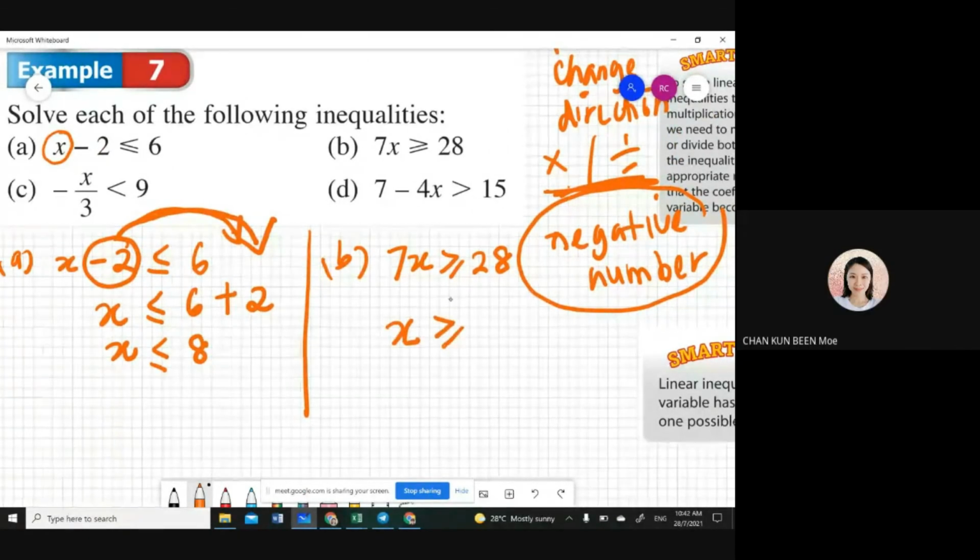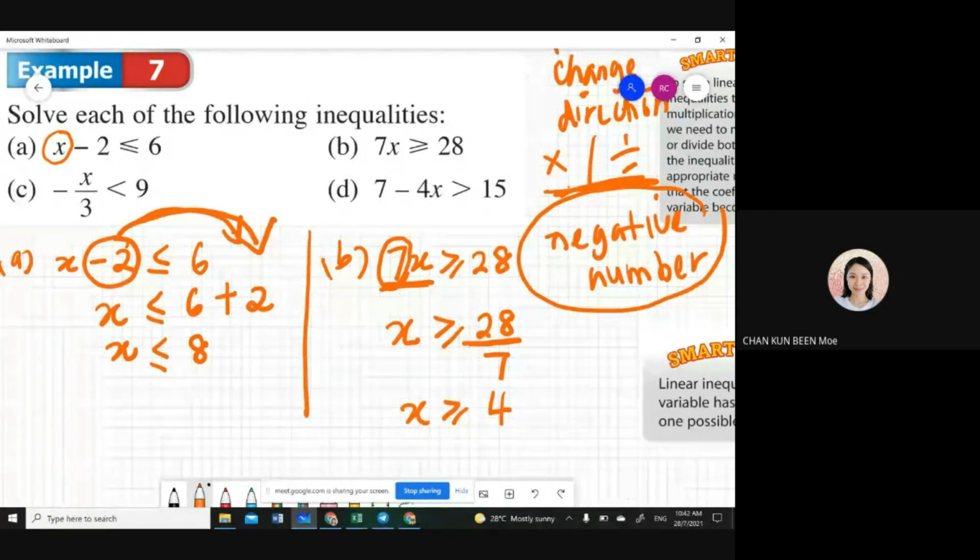So you copy down the rest first, like this. Copy down everything. This is 7 multiplied by x. So I want to move the 7. Multiply will become divide by 7. So you solve it. 28 divided by 7. The answer is equal to 4.